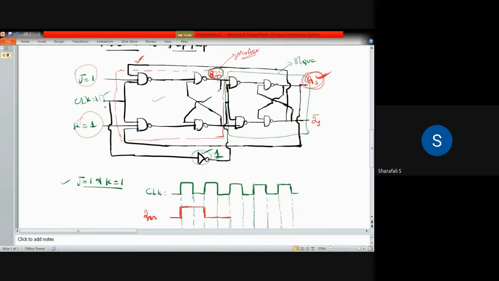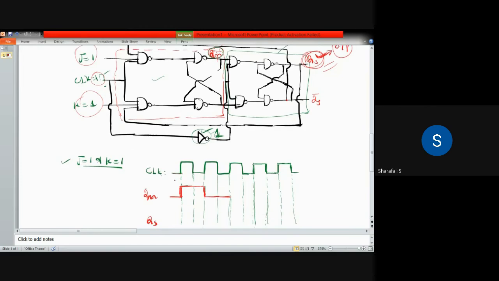It will be the same as previous, because this slave is inactive now. This slave is inactive, so the output, this is your final output. QS is the final output. So this output is not going to change. Why? Because it is inactive. It is inactive when your clock pulse is 1 here. So as long as your clock pulse is 1, your QS will be inactive.